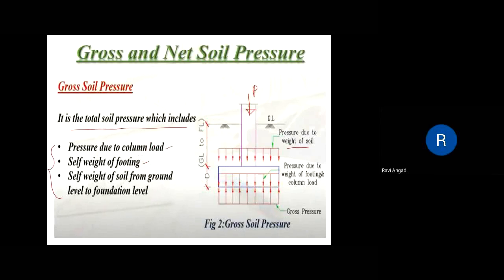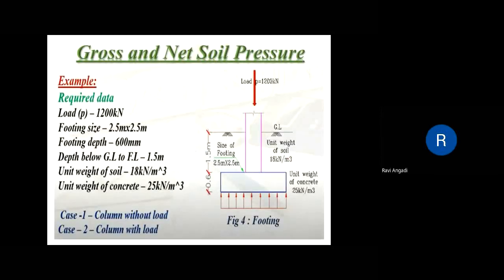I hope you understood the gross soil pressure here. Then you can understand this by taking an example. Here I have given one example. Just take the load coming on the column as 1200 kilonewton.